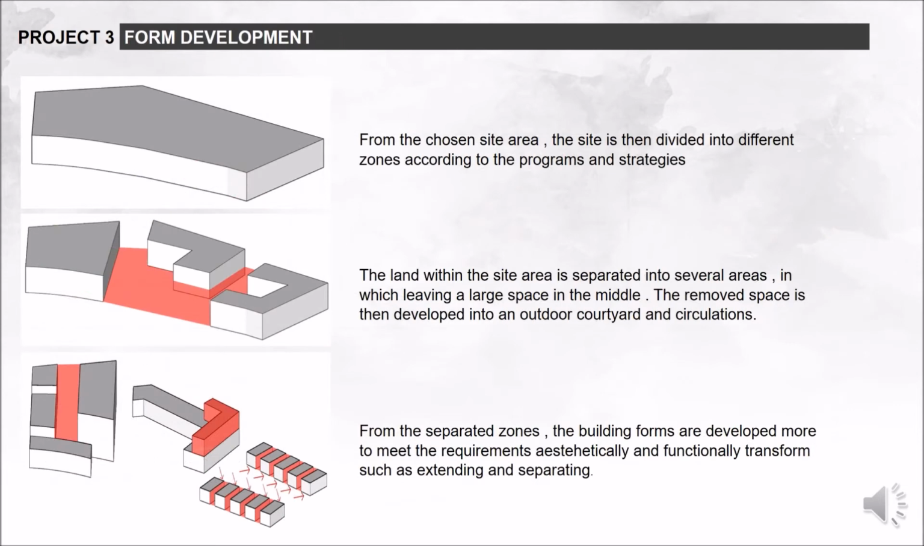For form development, from the chosen site area, the site is then divided into different zones according to the programs and strategies. The land within the site area is separated into several areas, leaving a large space in the middle. The removed space is then developed into an outdoor courtyard and circulations. From the separated zones, the building forms are developed more to meet the requirements aesthetically and functionally, such as extending and separating.